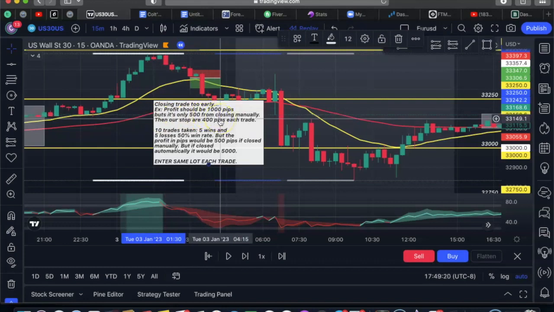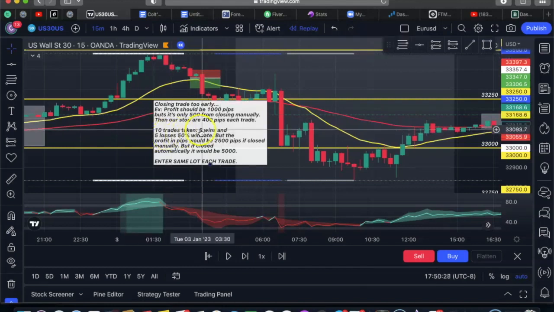And I used to do this all the time, where I would have a trade set and my take profit would be 1,000 pips. But I was like, do you know what? It's already at $500 in profit. It's up 500 pips. Let me just close the trade early. I don't know if it's going to hit my take profit. And I was leaving so much money on the table by constantly trying to manually close a trade instead of letting it do its thing.